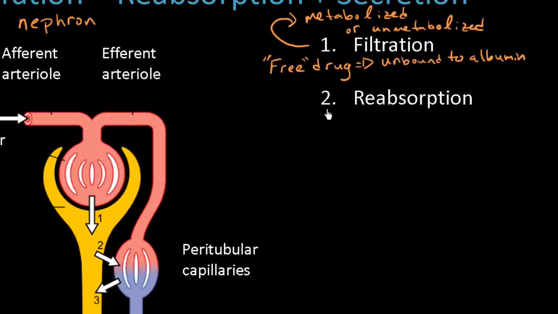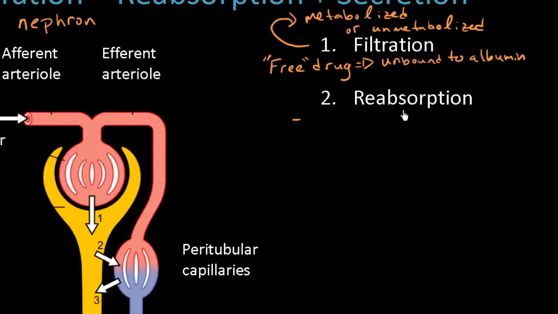Now, reabsorption is a good thing and a bad thing. We want to reabsorb a lot of the stuff that is filtered at the glomerulus. We want to reabsorb salts. We want to reabsorb sugar or glucose. We want to reabsorb amino acids. And a lot of that is happening at the proximal convoluted tubule. But what we don't want to reabsorb is drugs. Now, it's important to remember this. The whole point of metabolism was to prevent reabsorption.